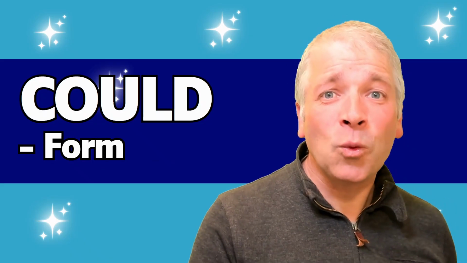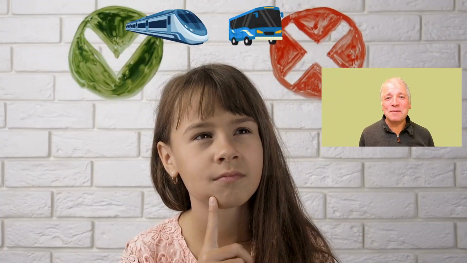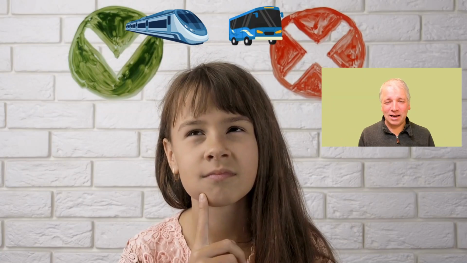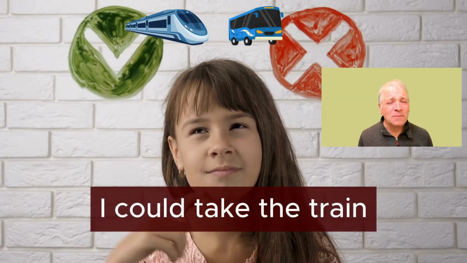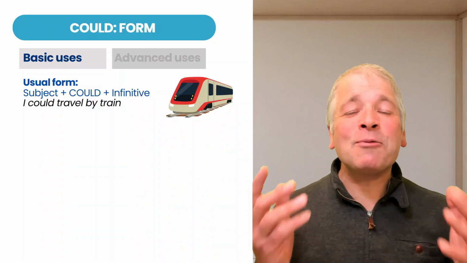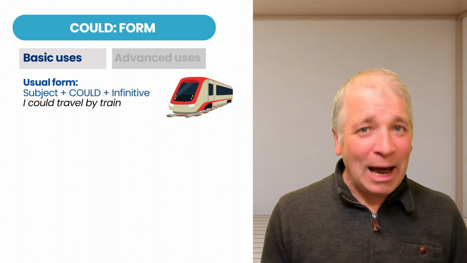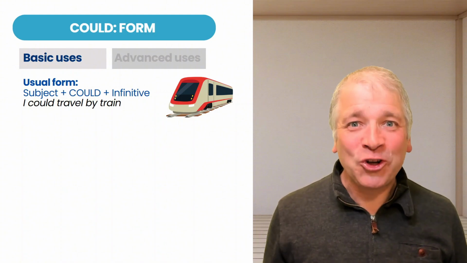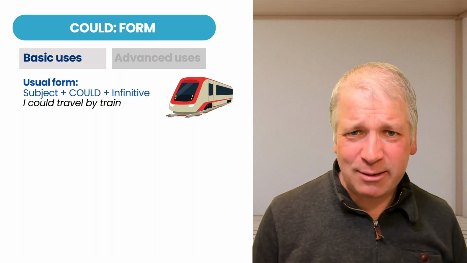Let's go on to the word could. How is it formed? This girl is trying to decide between bus and train. Eventually she thinks, well, because it's faster, I could take the train. So a common use of could is when you're working something out between different possibilities. But as with can, there's a lot more to could than that. We'll look at that in a moment, but let's start with the basics and the form.